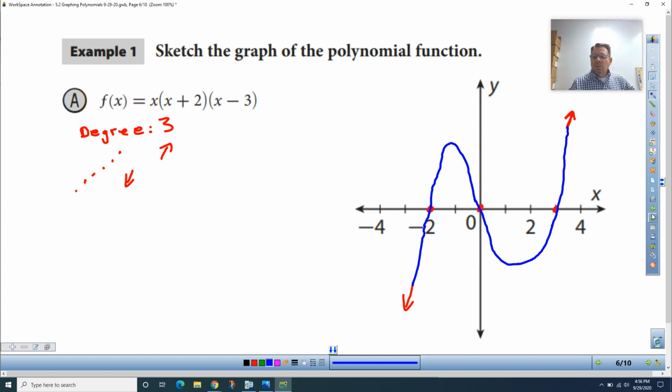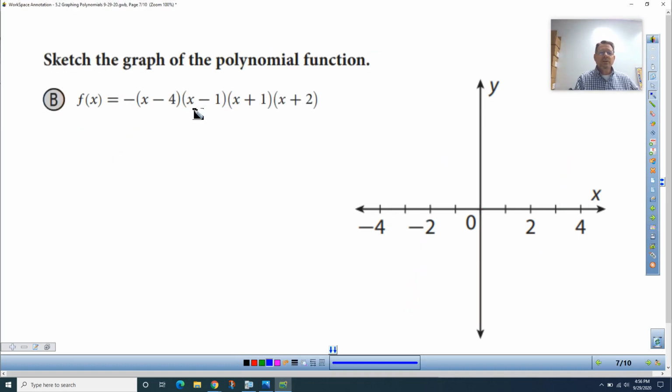So let's look at a couple more examples. Okay, now I know I've thrown a whole lot at you here, but hopefully a bunch of it was review, just with some new terms. Okay, let's look at this guy. Again, the first thing I want to do is say, what is my degree? Well, my degree is a 4 because it's 1, 2, 3, 4. So if I multiply that out, I get x to the 4th eventually.